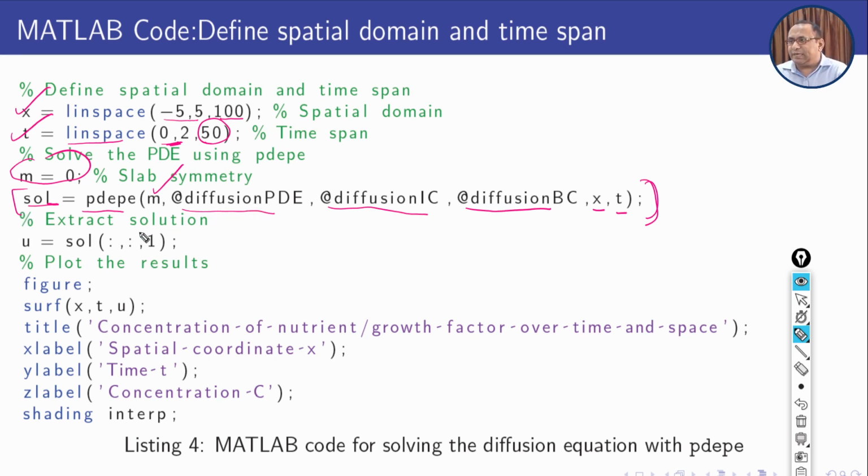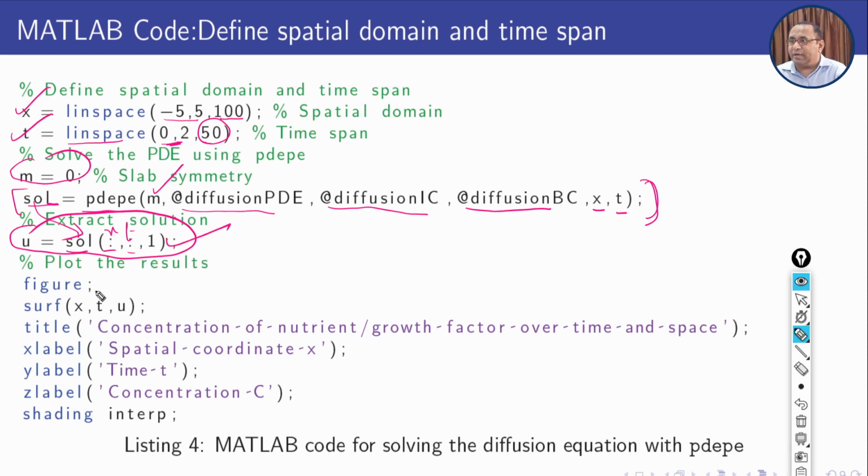Then we need to extract the solution, and after simplifying we will store it in u. This statement will save all the values for u, where sol is the solution stored here, and the first column and second column are used for x and t. So all the values will be stored in this statement.